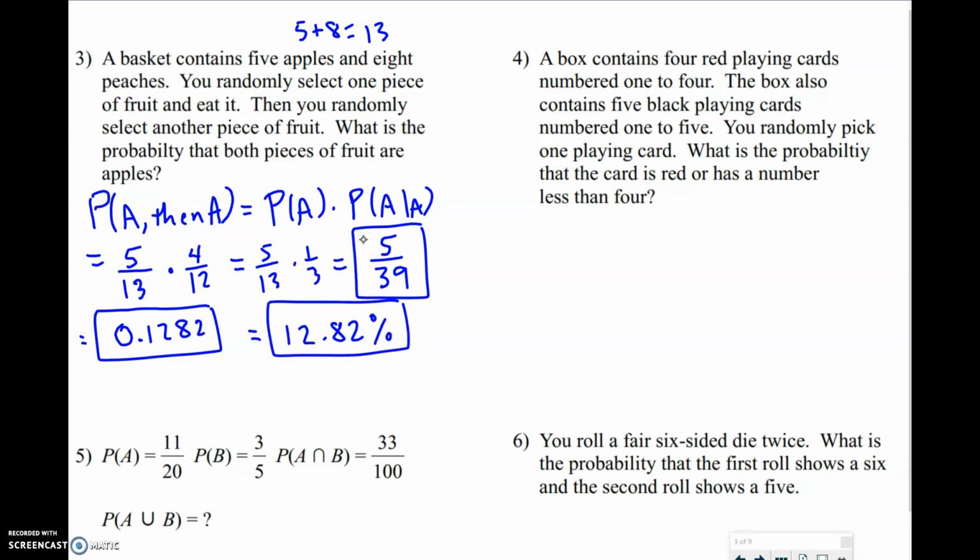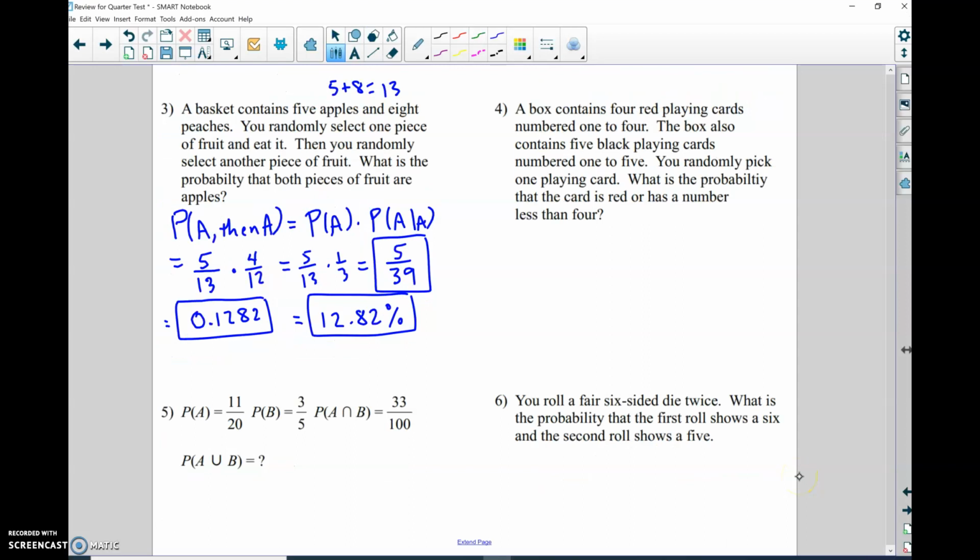Okay, number 4. You have a box that contains 4 red playing cards and 5 black playing cards. Now the red ones have the numbers from 1 to 4 on them, and the black ones have the numbers from 1 to 5 on them.